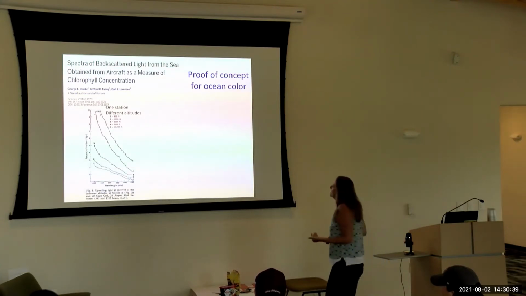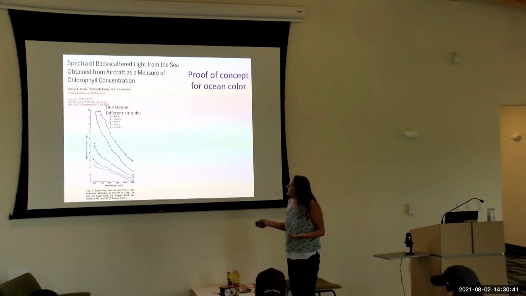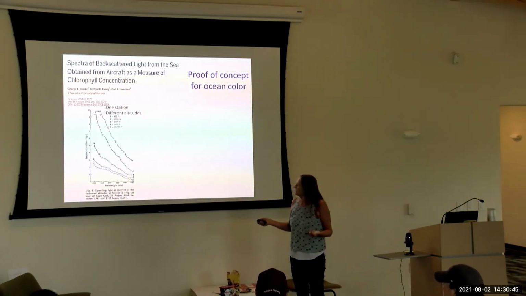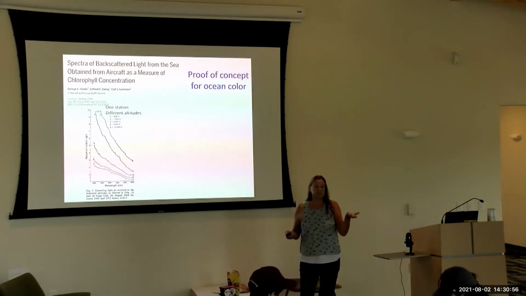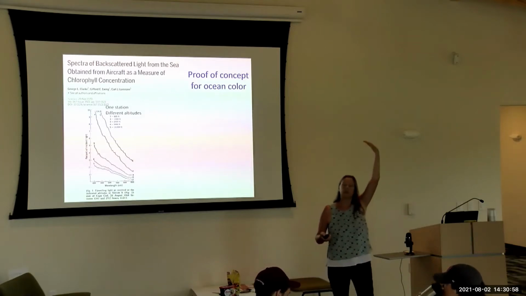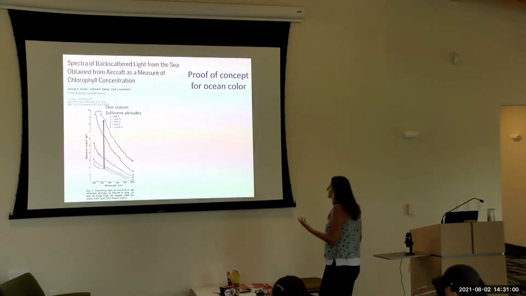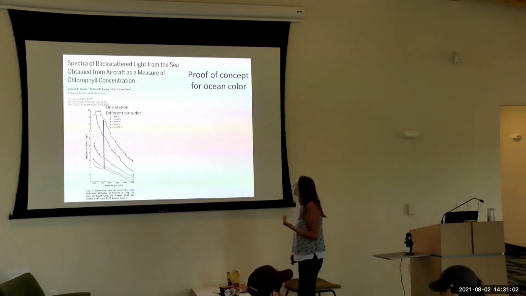Okay? So it's obvious that the closer you are to the ocean, the darker it is. The higher you get, the brighter it is. Why? The atmosphere. The atmosphere is scattering light up into the sensor that is on an aircraft that is getting increasingly high. So that is what is responsible for that.